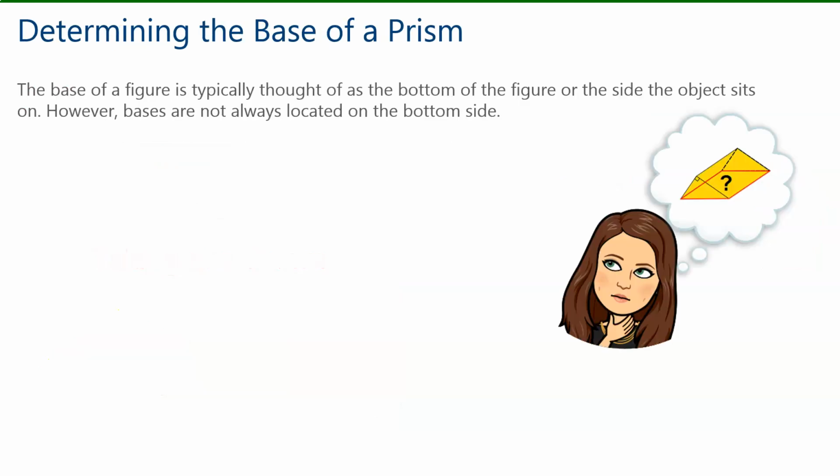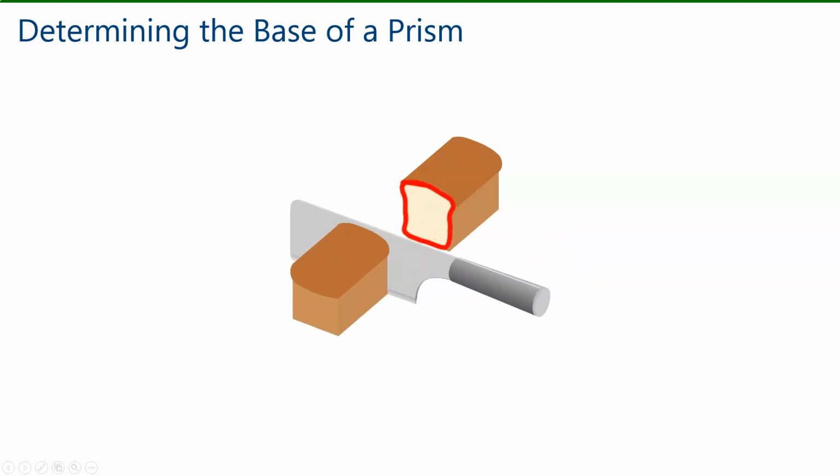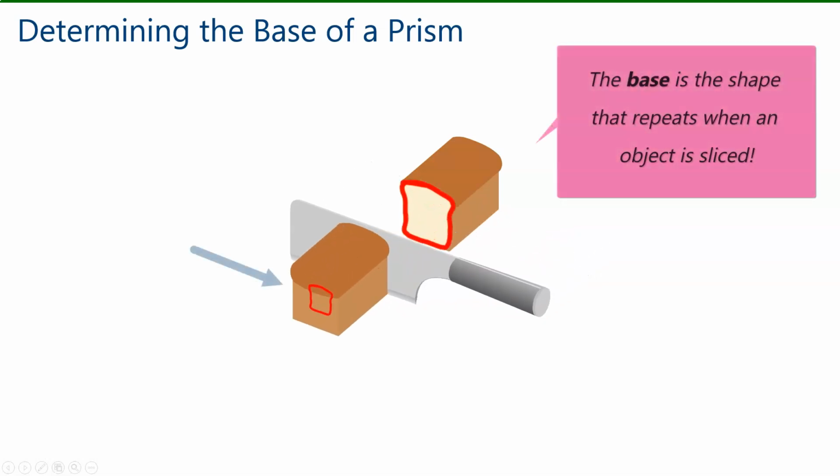The base of a figure is typically thought of as the bottom of the figure or the side the object sits on. However, bases are not always located on the bottom side. Imagine slicing through a loaf of bread. Every time a cut is made, a slice of the same size appears. Therefore, the end of the loaf would be considered the base because the base has the same size and shape of each slice.